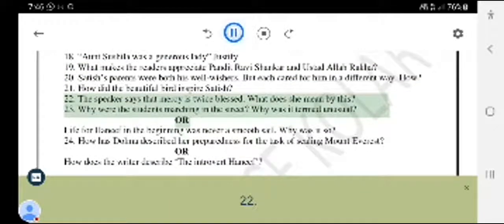22. The speaker says that mercy is twice blessed. What does she mean by this? 23. Why were the students marching in the street? Why was it termed unusual? OR.